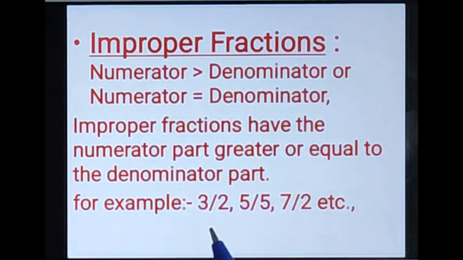For example, 3/2, 3 is greater, that is, the numerator is greater than the denominator. 5/5, that is both are equal here. If this is the condition, then we will consider that fraction as an improper fraction. So these are the basic things which you have to remember to classify the fraction.